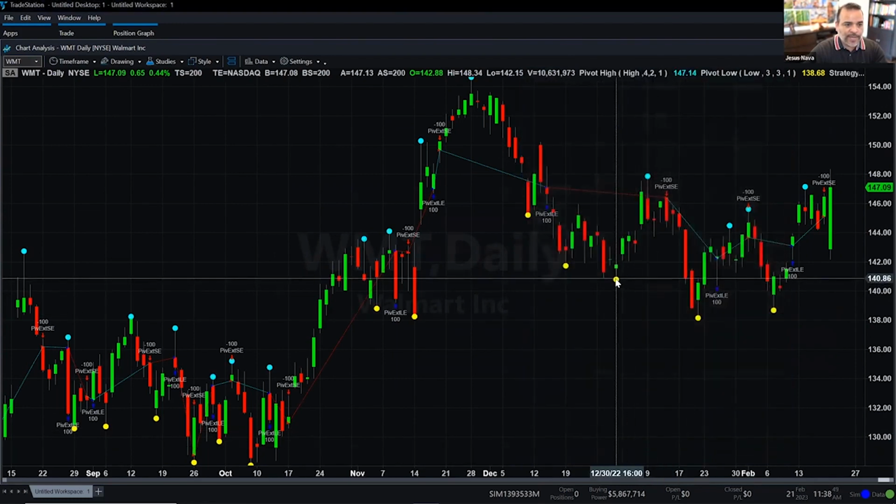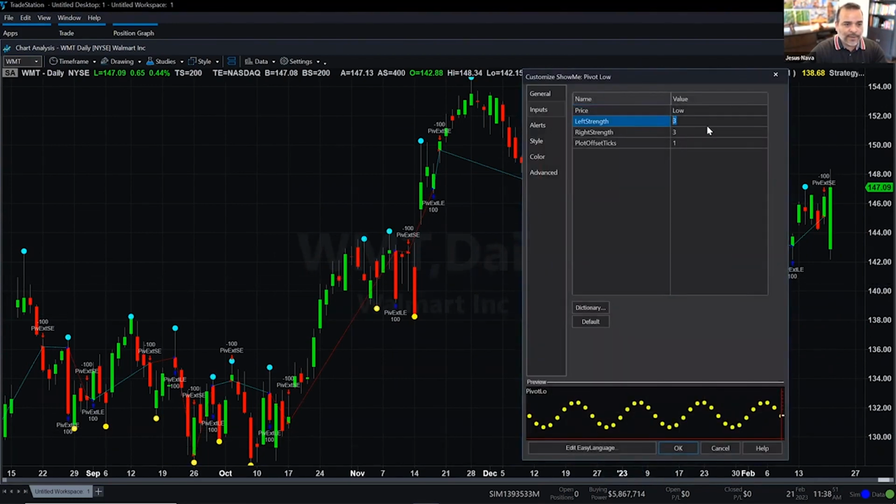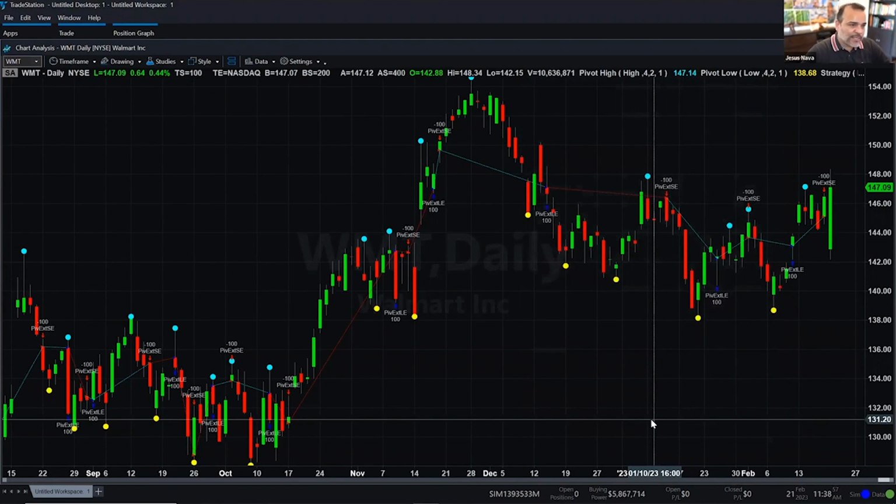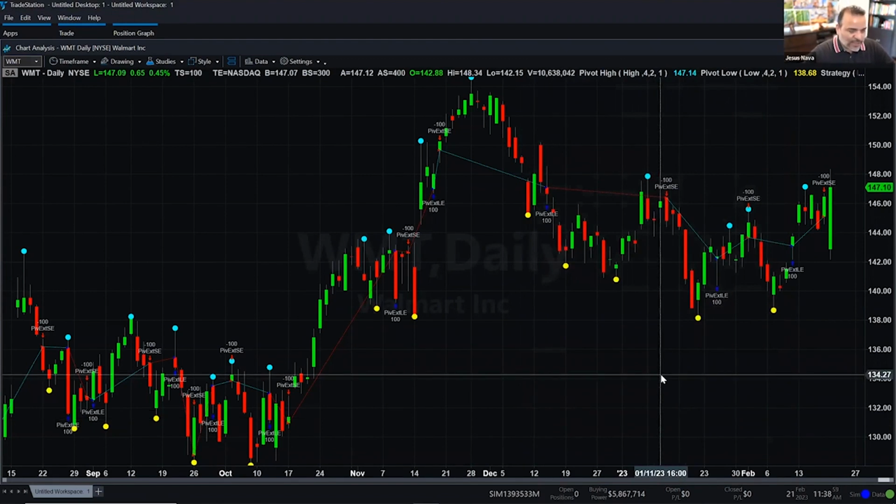Okay, and for the yellow dots, we'll do the same. Left strength is 4, right strength is 2. That way we have the dots aligning with the strategy. So what is the strategy looking for? This morning when I was looking at the strategy, I was saying, well, this strategy doesn't really align with my show me dots.